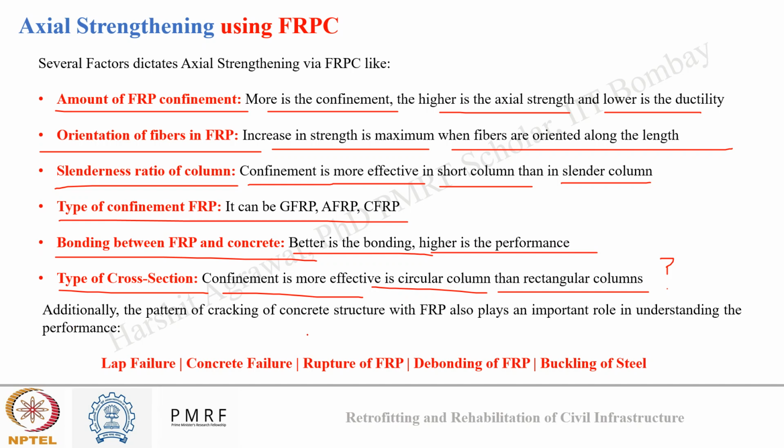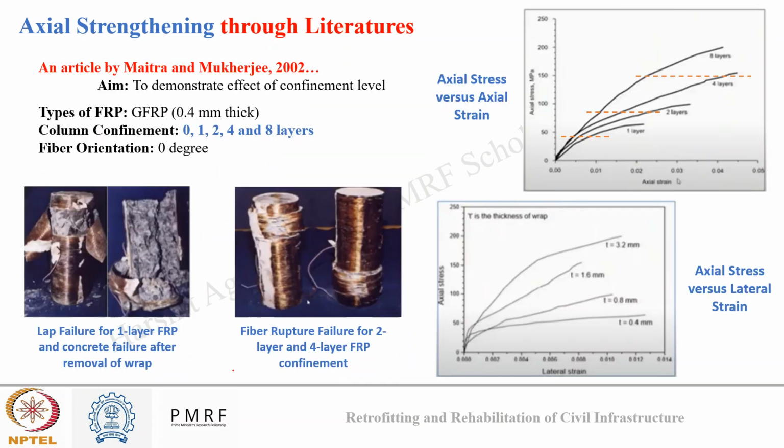Additionally, the pattern of cracking of concrete with the FRP also plays an important role in understanding the performance. There can be lap failure, that is the failure in the wrap material, FRP wrapping. There can be concrete failure, rupture of FRP, debonding of FRP, and buckling of steel. You'll see each of these failures in different cases in the literature. Now since we know the basics of FRP and how axial strengthening is done in columns, similar to how we talked with steel, let's see the literature on how they have demonstrated different factors dictating this effect of FRP on strengthening.